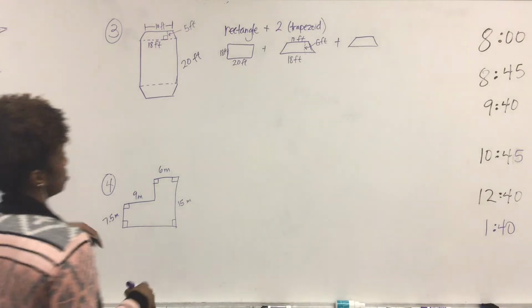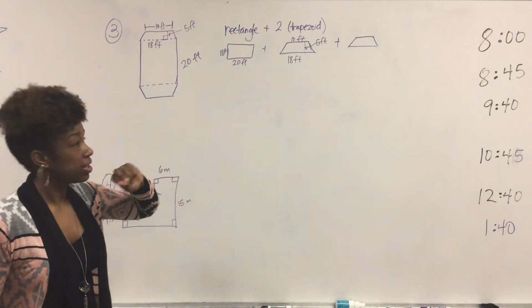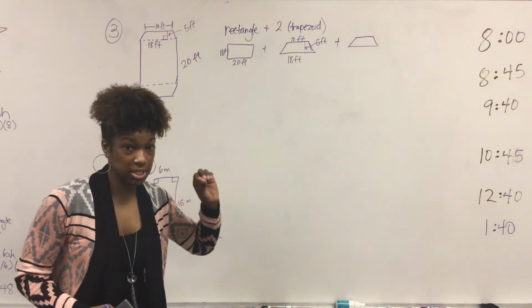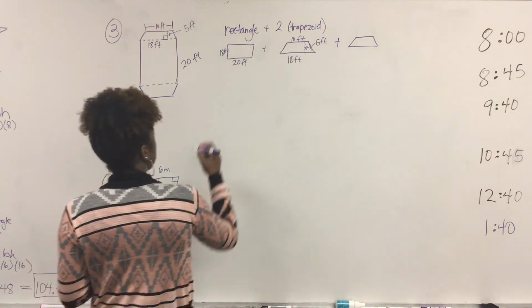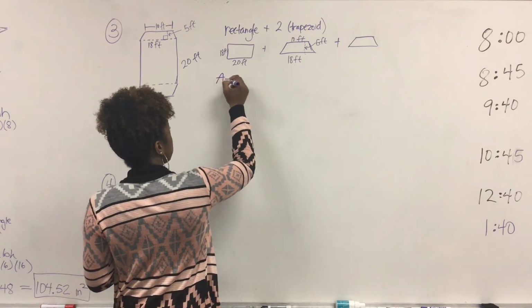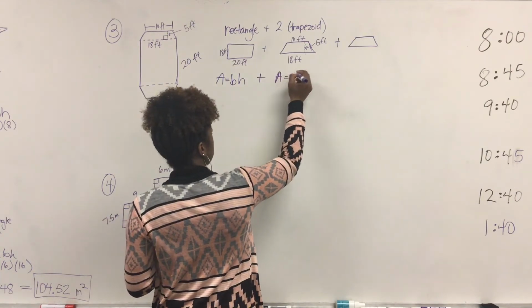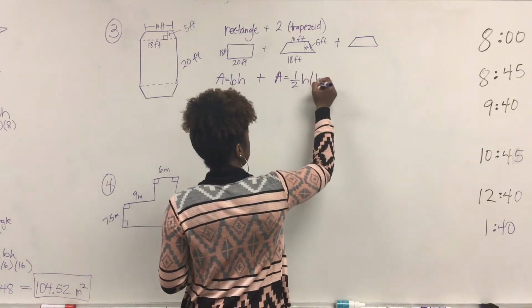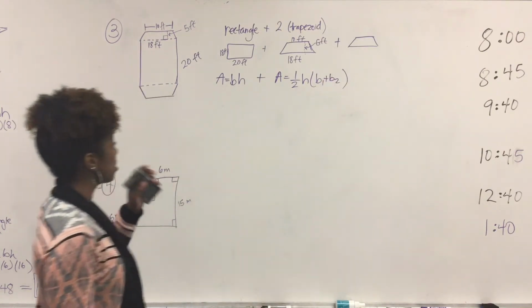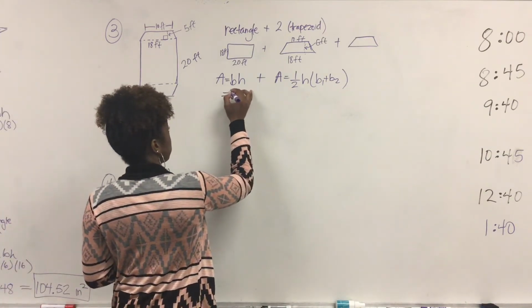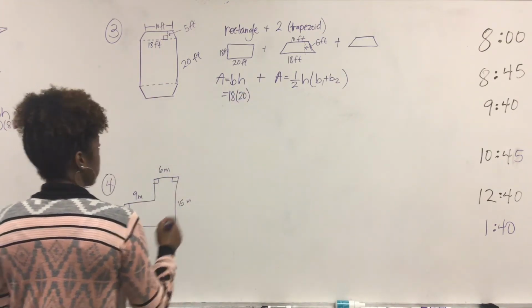Next step, we should know by now, is to write the equation. So step 1, write what you see. Step 2, draw what you see. And step 3, we're going to write the formula. So for a rectangle, which is the same formula for a parallelogram, the area equals base times height. For the trapezoid, area equals 1/2 times height times base 1 plus base 2. Alright, so for the rectangle, the base is going to equal 18, the height is 20. We multiply those 2 together, we get 360.